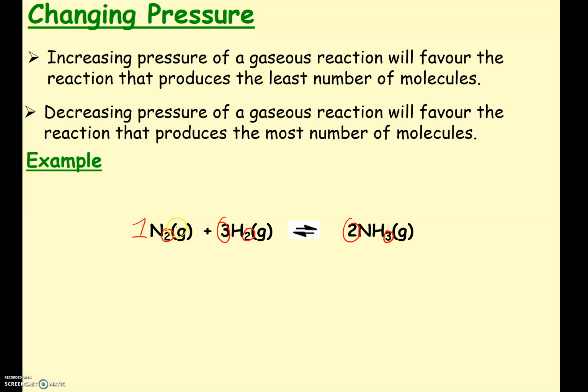Overall this side we have 4 molecules, and on this side we have 2 molecules. If we increase the pressure, that's going to favor our forward reaction because we're producing fewer molecules, going from 4 molecules to 2 molecules. If we decrease the pressure, it favors the backward reaction, where we're going from 2 molecules to 4 molecules. When we talk about changing the point of equilibrium or shifting equilibrium left or right, that's what we're talking about: which way is the reaction being favored towards?